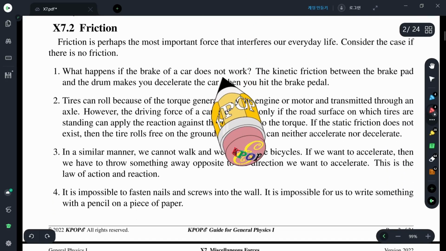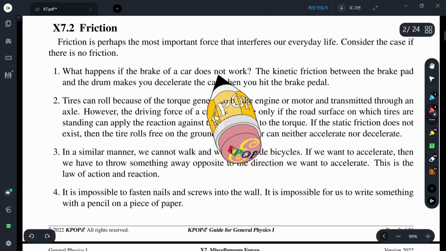Next one is the frictional force. Frictional force is inevitable and unavoidable in our daily life. If there is no frictional force, car accidents may happen so many times, and even the car cannot be driven. You cannot write something on paper because you cannot hold a pencil.